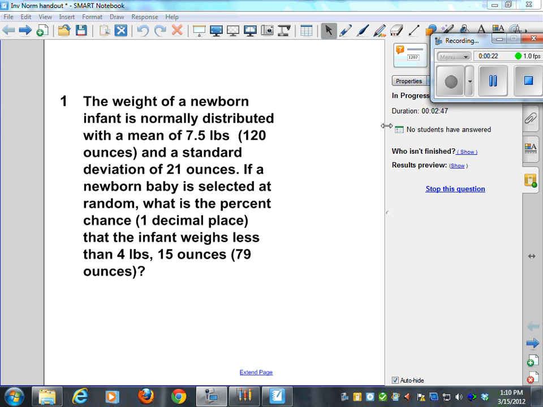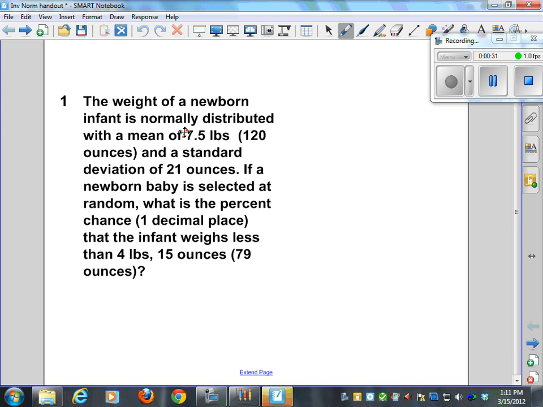Now, do you want to operate in pounds and ounces, or in one unit only? One unit only. So in other words, ignore everything that has to do with pounds. Okay. So what is my mean? 120 ounces. Normally distributed with a mean of 120 ounces. Standard deviation is 21. What is the percent chance that the infant weighs less than 4 pounds 15 ounces, or 79 ounces?